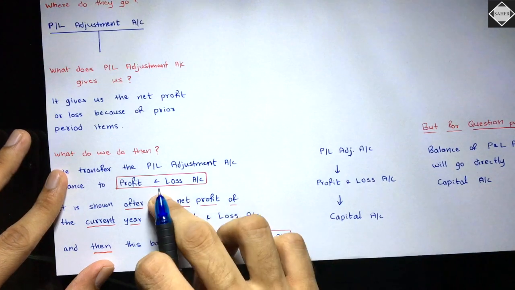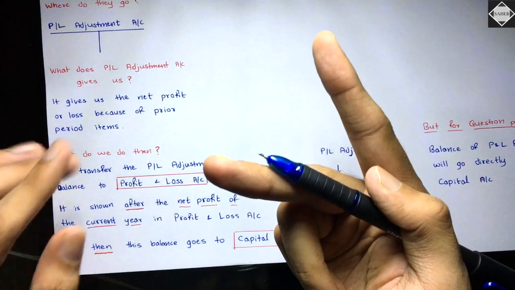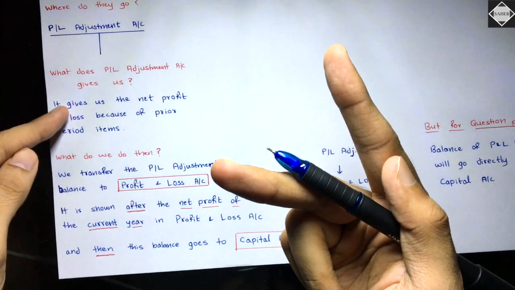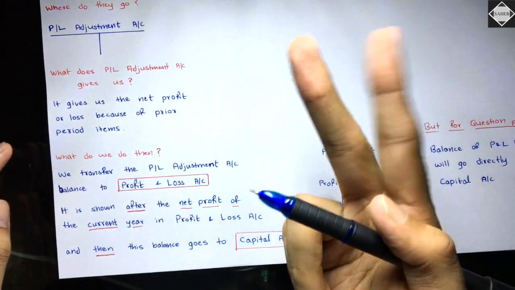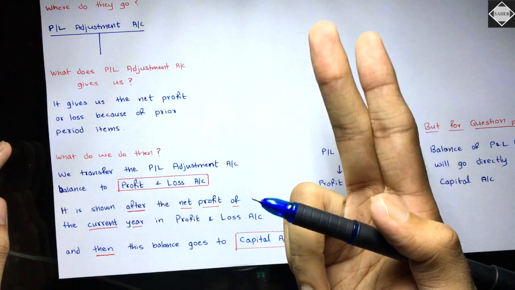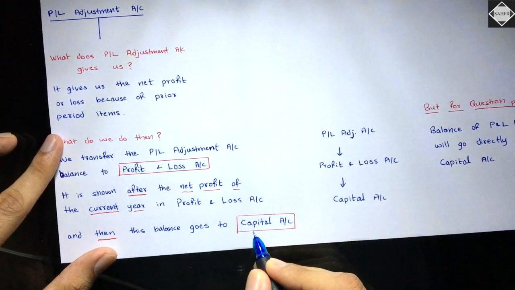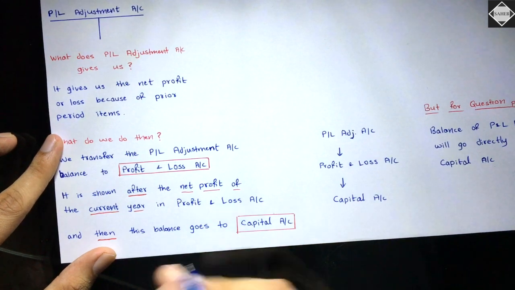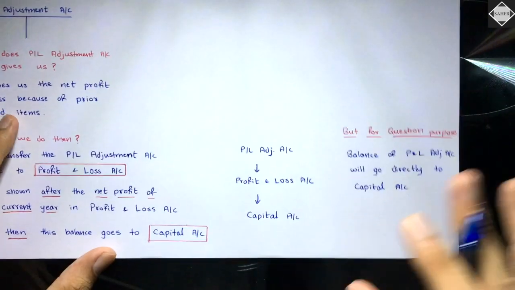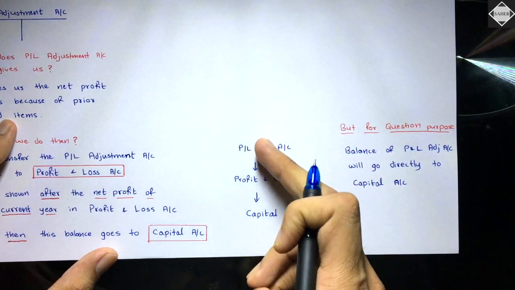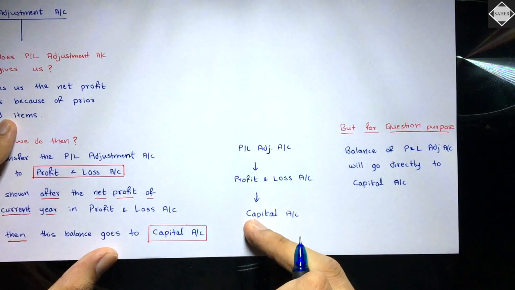account. So in main profit and loss account, two things will be there: the current year net profit or loss, and then after that we'll have this P&L adjustment balance. So both of these, who has rights on them? The owner. So owner will take them, it will go to the capital account. Okay, is that clear? So this is the entire logic. But for the question purpose, for the exam purpose, what you have to do is directly take the P&L adjustment account balance to the capital account.